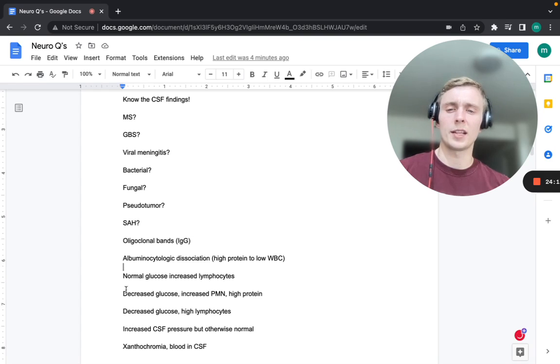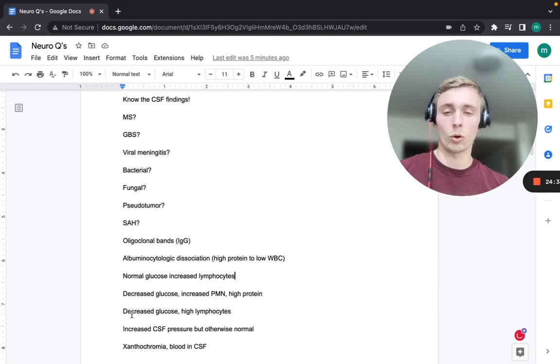Next one, viral meningitis. So normal glucose in viral meningitis, because there's no bacteria there to eat up the glucose. So normal glucose, but increased lymphocytes. So viral, we want to think lymphocytes. Anything viral, think lymphocytes. So viral meningitis, think increased lymphocytes.